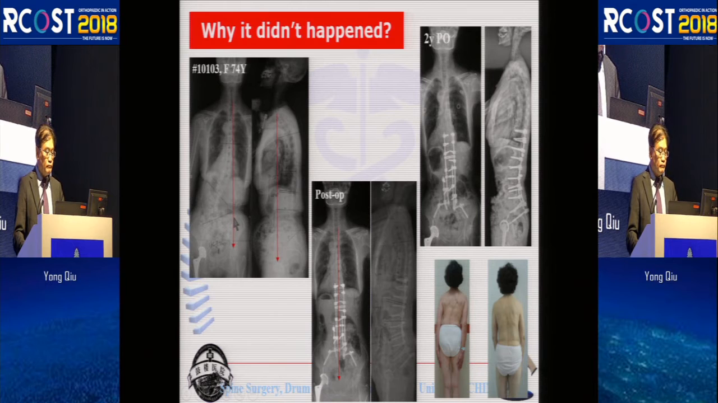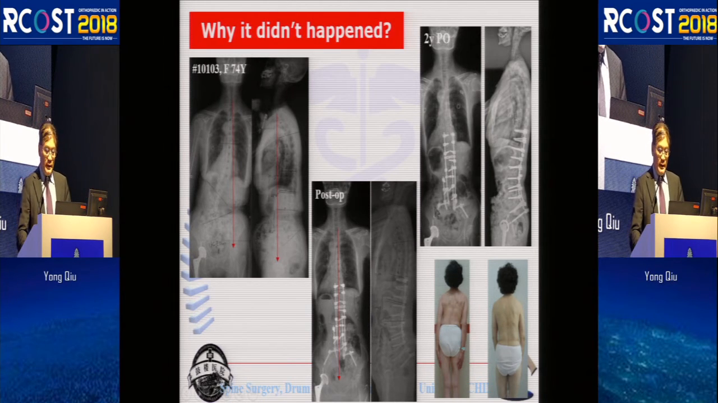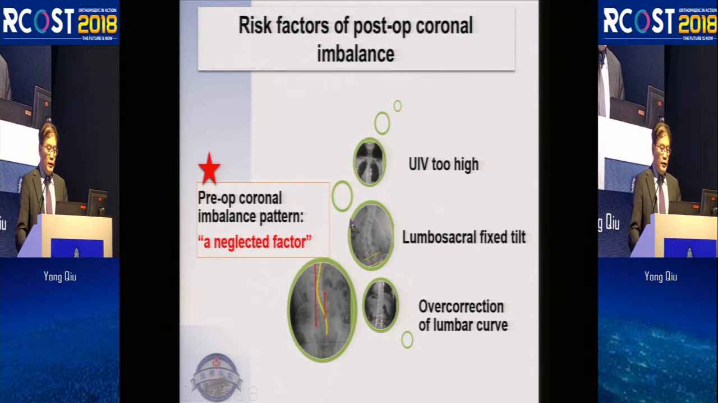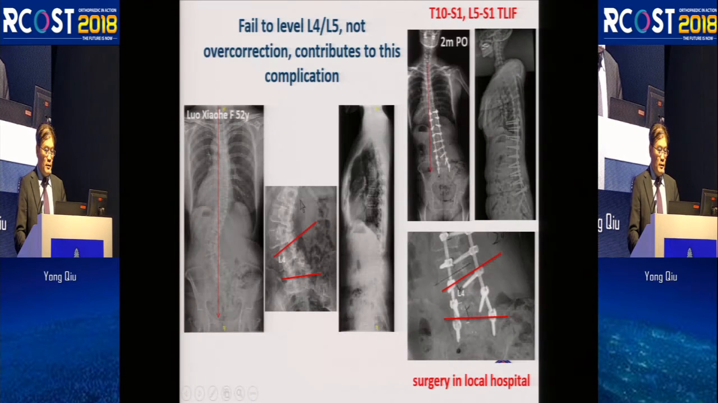Here's another type B, with imbalance to the concave side. You can do osteotomy at the apex of the main curve. You don't have to do anything at the distal level. Immediately after surgery and at 2 years of follow-up, the balance in the coronal plane is well maintained. We found in the literature there are many risk factors for postoperative imbalance, such as UIV too high, etc. We found the preoperative coronal imbalance pattern is a neglected factor. So it's quite important to identify type A, type B or type C imbalance in the coronal plane.